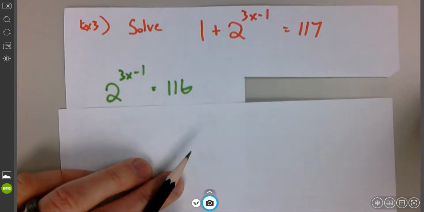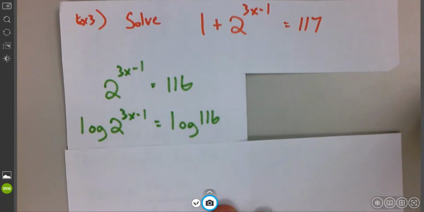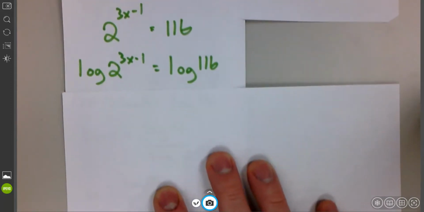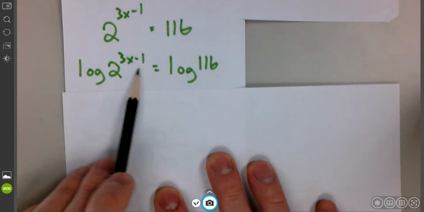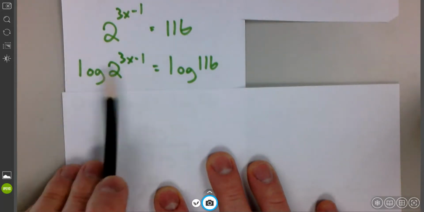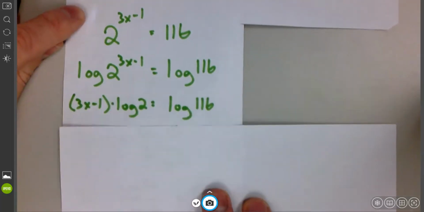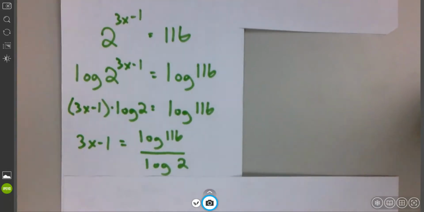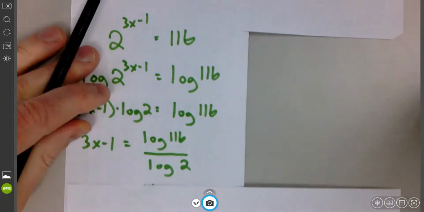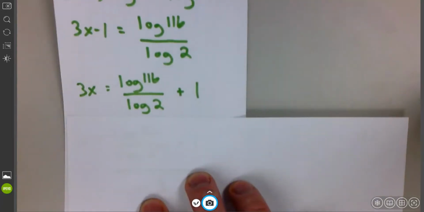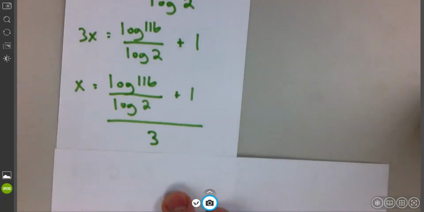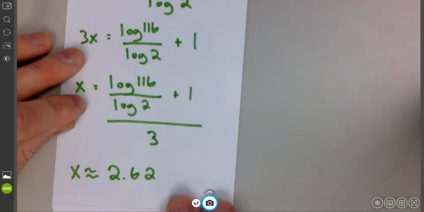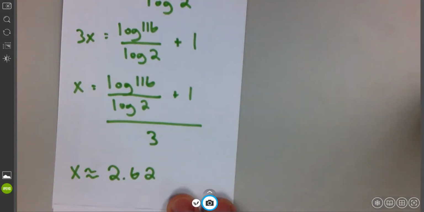Next, I'm going to take the log of both sides, just like we did on this example a second ago. Next, I have an exponent in my logarithm. I can bring that out front with multiplication. And now we're trying to get x by itself. Solve the equation means get x by itself. So this says times the log of 2. I'll divide that over to the other side. Now I'll add 1. And finally, I'll divide by 3. I'll jam that all in my calculator and get about 2.62. And that's what we were going for.